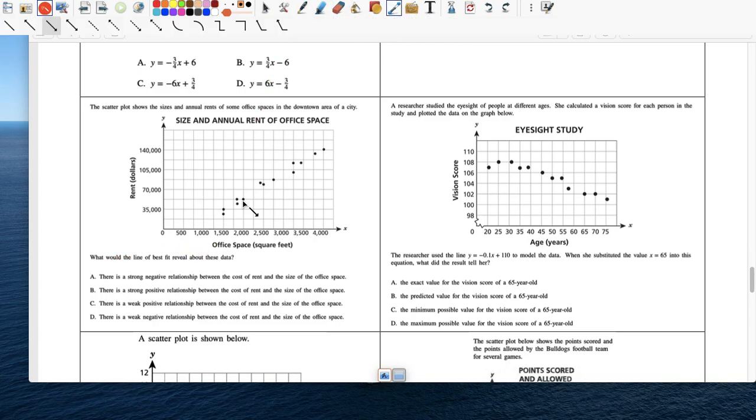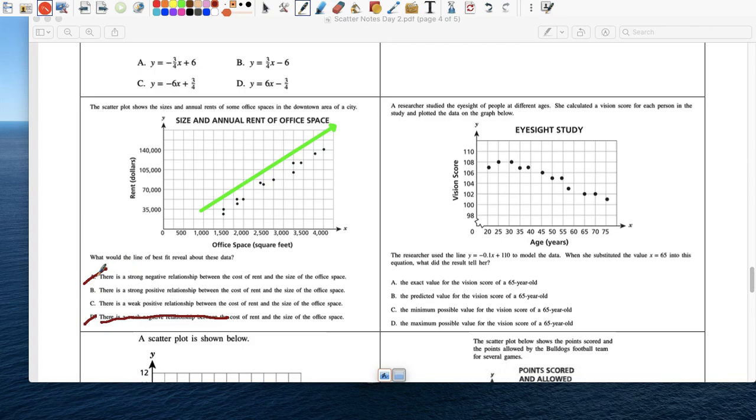Well, let's put a line of best fit over there. First of all, there's mine. Yeah, that looks like a good line of best fit, right? It says there's a strong negative relationship. No, that's garbage. Anything that's negative, I'm going to cross out. So A and D automatically, I'm not even going to pay attention. There's a strong positive relationship.